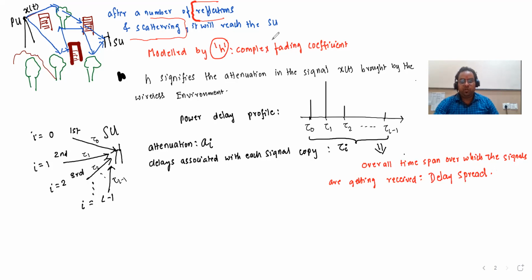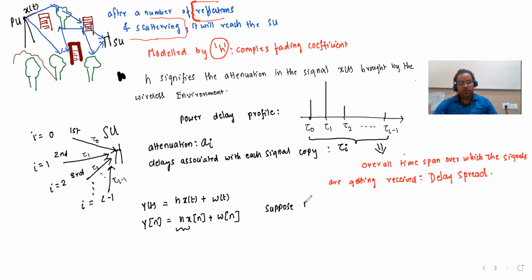Always remember that our received signal is h x(t) plus w(t). This is our received signal, y(t). In discrete terms, y(n) is h x(n) plus w(n). This part depends on how much attenuation this h is bringing. Suppose h is bringing a high attenuation.